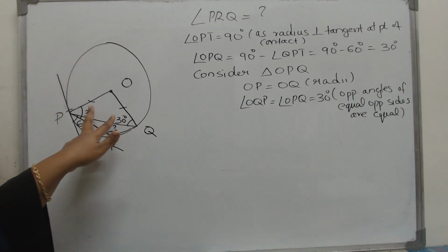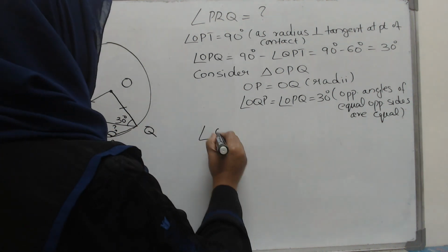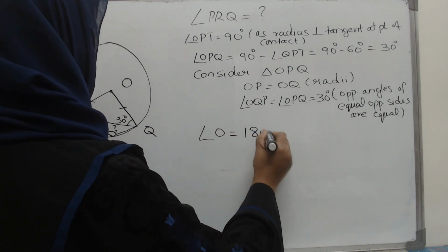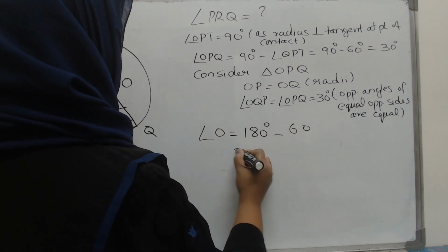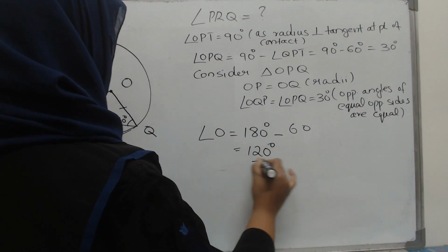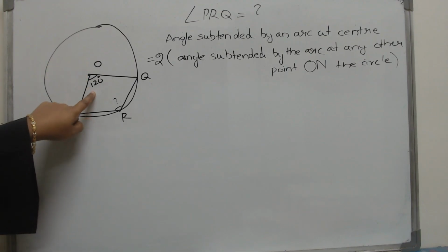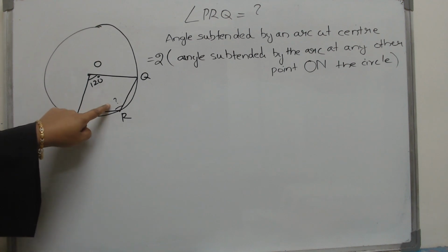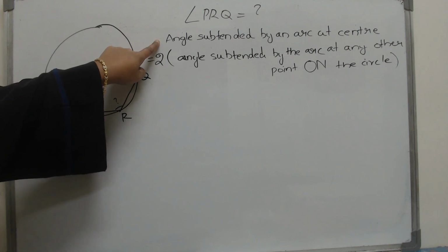Now we have two angles of a triangle. Then what is the third angle? The third angle will be 180 degrees minus the sum of these two, which means it will be 120 degrees. So we found out that angle O is 120 degrees and we need to find what R is. This is the result that we are going to use.